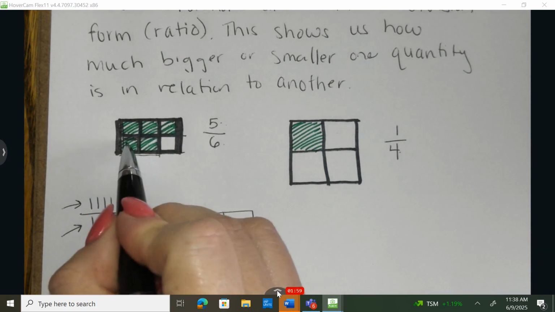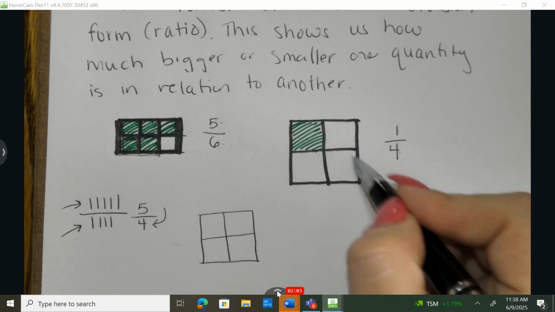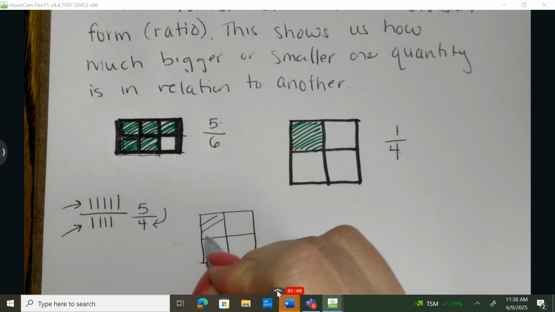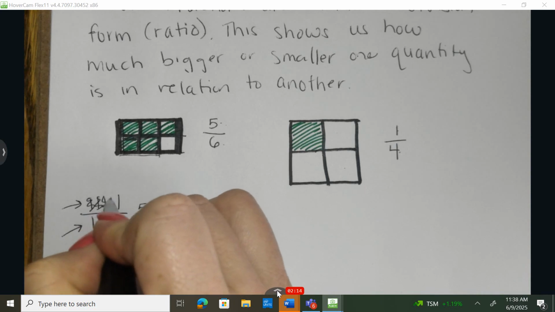Notice I shaded in 5 of the total 6 in this region. I shaded in 1 in the total of 4, but now I have 5/4. So I need to shade in 5. 1, 2, 3, 4, and now I have a 5th one. I've taken care of 4. I have a 5th one.